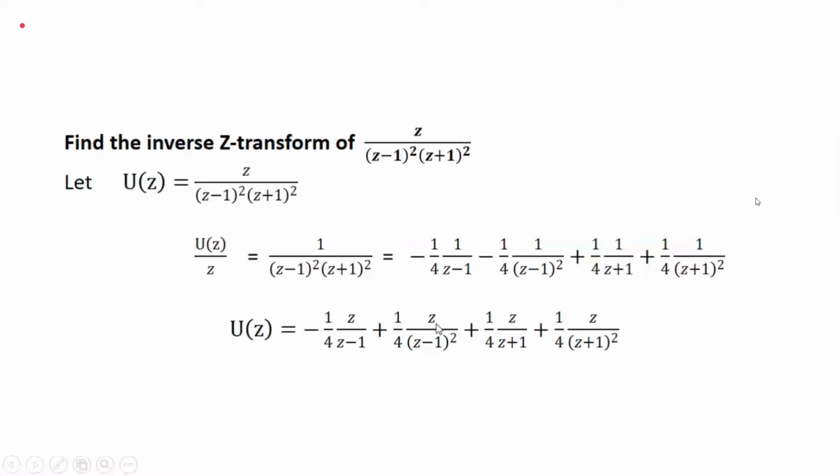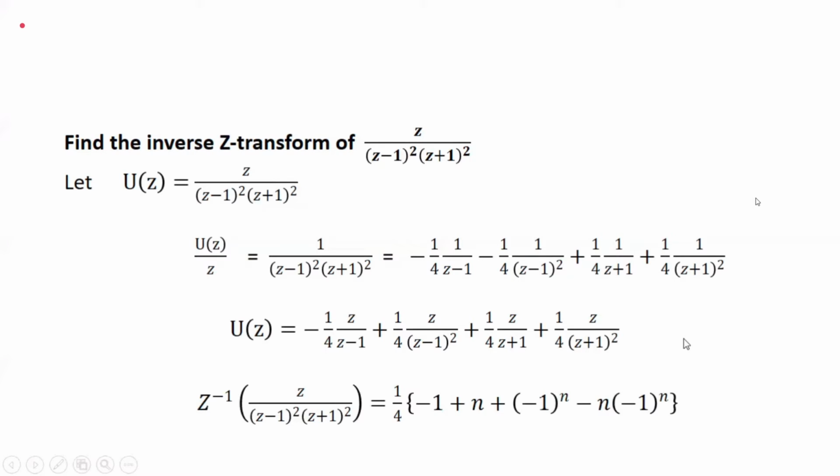And I hope you remember z by (z minus a) whole square comes when there is an n. Is it not? So this is the transform of 1. This is the transform of n into 1 power n, which is n. This is, in the place of a, you have minus 1, so (minus 1) power n. This is minus n into (minus 1) to the power n. So this is the way we find the inverse Z transforms.